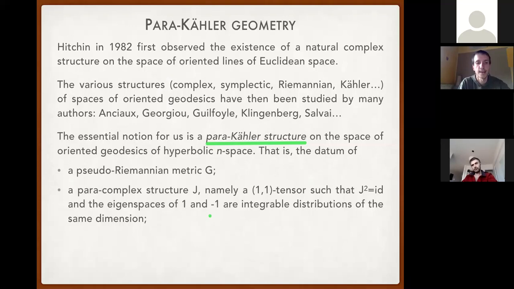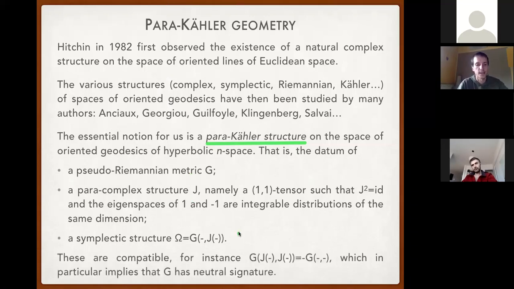And then there is also a symplectic structure, which is determined by the first two. So as usual, as for Kähler manifolds, two of these three determine the third. And of course, there is a sort of compatibility. You can express this compatibility by a relation which involves the metric and the paracomplex structure. You want basically that the paracomplex structure is an anti-isometry for the metric. First of all, this implies that omega is a two-form, skew-symmetric, and it also implies that the metric has neutral signature, so the signature (n,n).